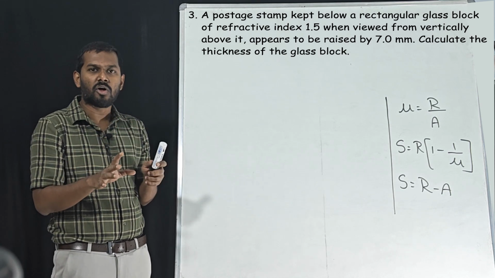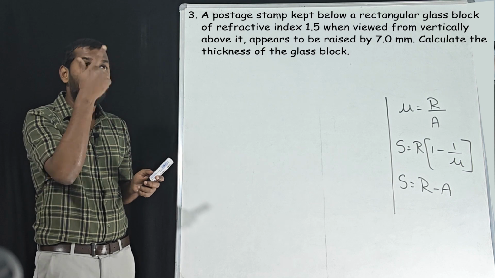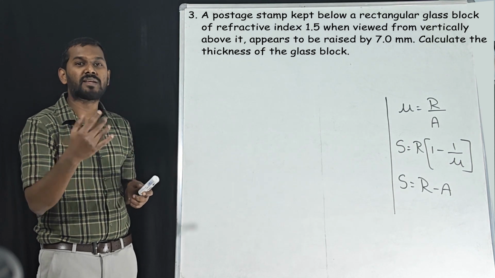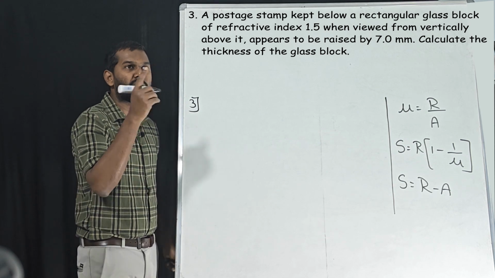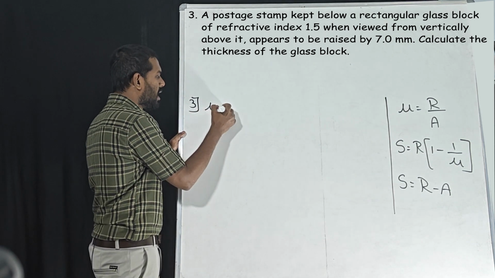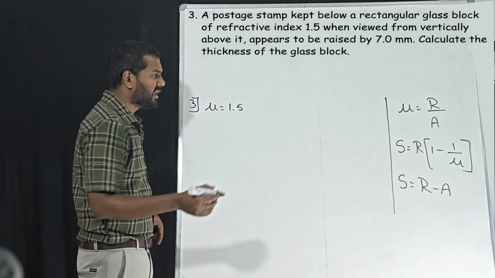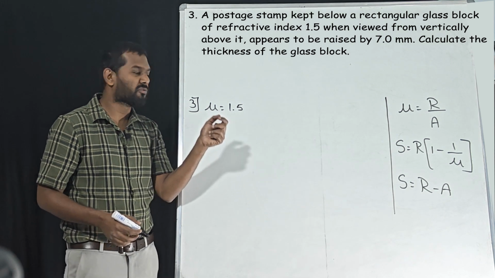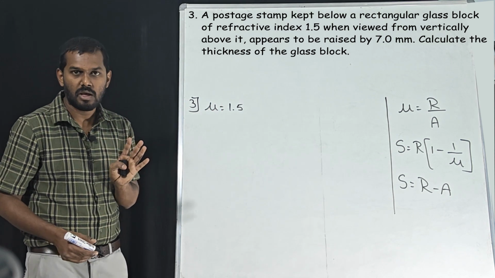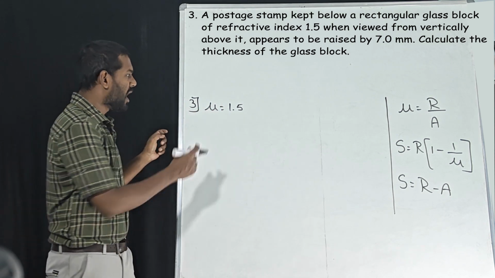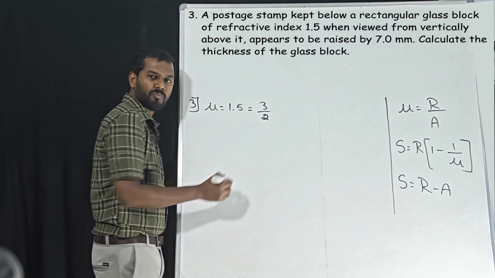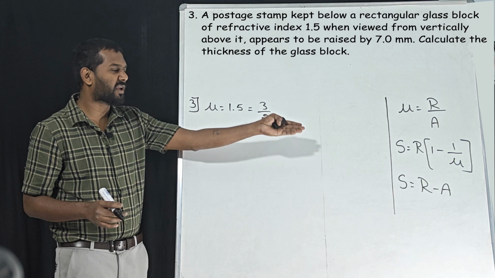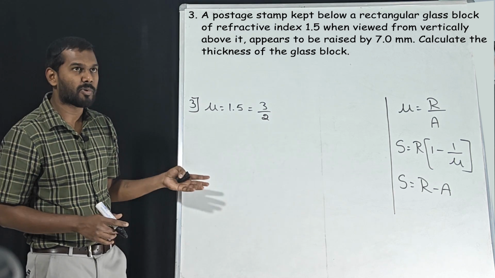If you understand the concept, first we'll write the given data, then I'll make you understand what exactly we are finding. So this is question 3. Refractive index is given as 1.5. In these kinds of numericals, make sure the refractive index is in fraction. How do you convert this 1.5 into a fraction? That is nothing but 3 by 2. If it is in fraction, we can get the answer in an easier way.